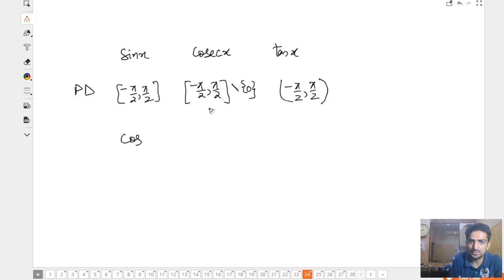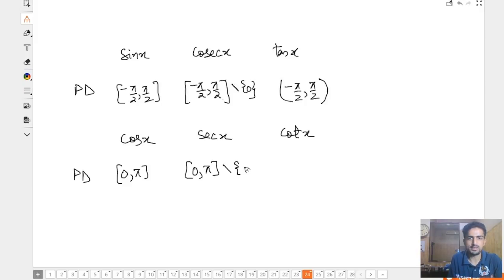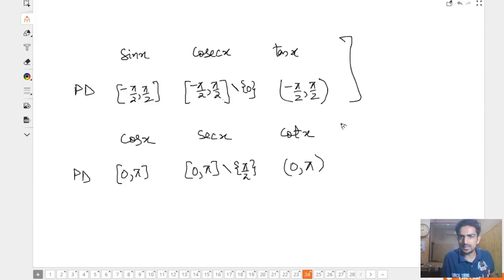Better no, it's closed bracket only here. And talking about cos x, secant x and cot x. Beta, in tan we have open bracket only. Principal domain of cos x is 0 to pi closed. Secant, it is 0 to pi closed except pi by 2. And cot is 0 to pi open. Try to see they are of similar nature and they are of similar nature. So this way it is easy to remember.